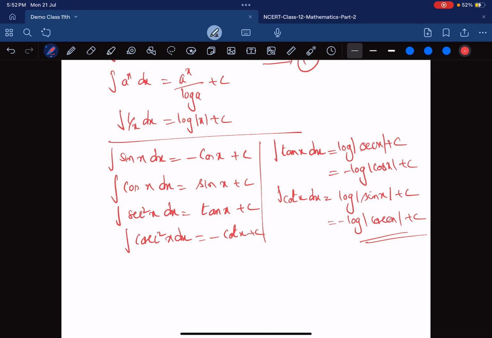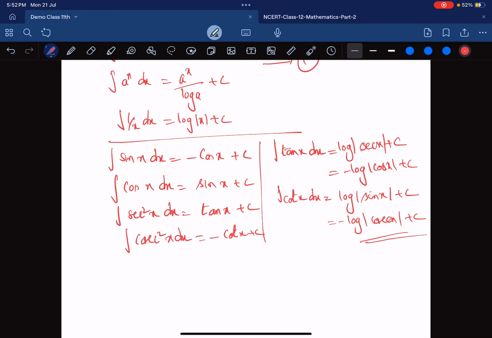By using the substitution method, we can find the integration of tan x. So tan x can be written as sin x by cos x. Take the denominator as t, and we will get log t. So the function is cos x, so it will become minus log of cos x. By using the substitution method, we will prove these formulas.